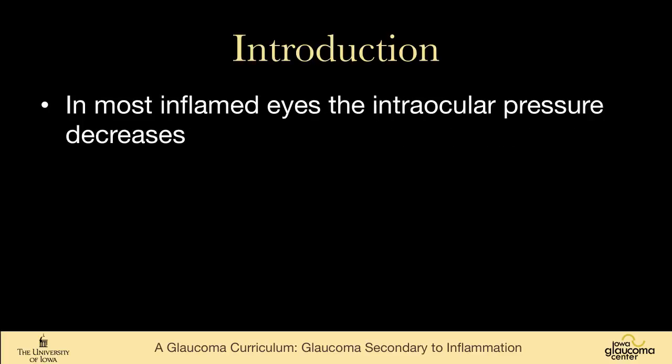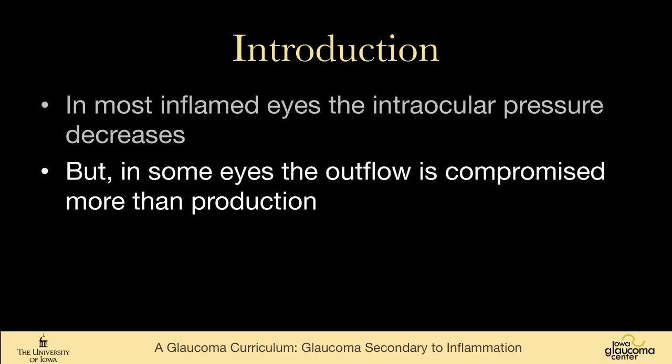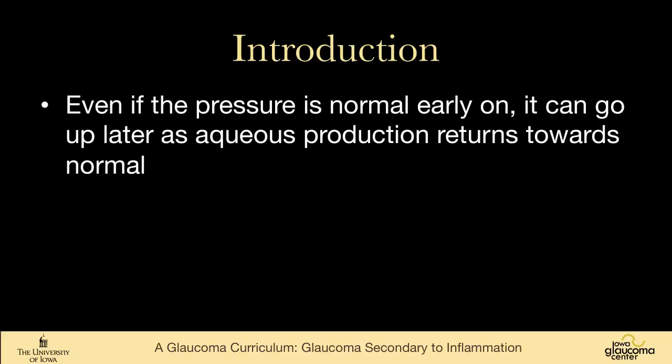In most eyes that are inflamed, the intraocular pressure decreases. And this is due to a breakdown of the blood aqueous barrier that's part of the mechanism that allows aqueous production. But in some eyes, the outflow is compromised more than the production. And even if the intraocular pressure is normal early on or even low early on, it can go up later as aqueous production returns towards normal as the inflammation abates.